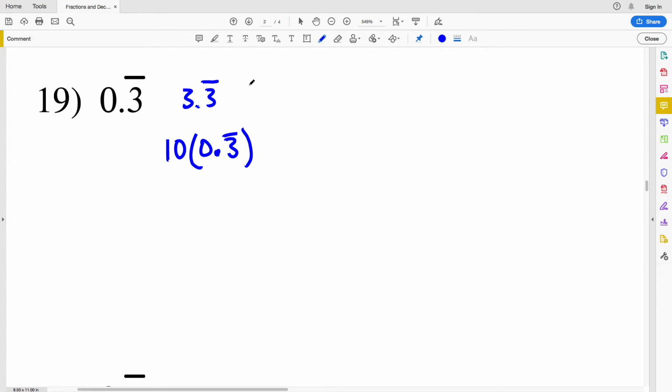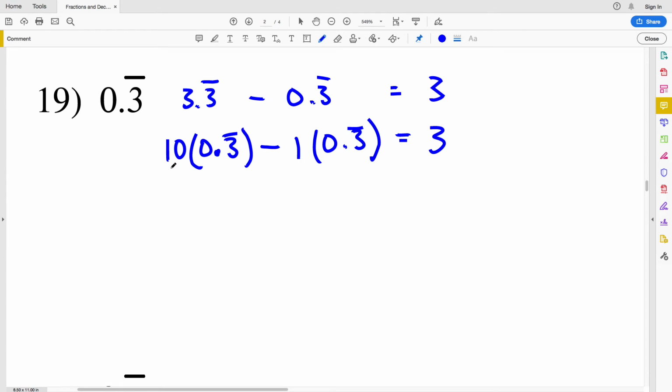And in order to get this into a whole number, we need to subtract 1 of our given decimal. So subtracting 0.3 repeating. 3.3 repeating minus 0.3 repeating is that whole number 3. So 10 of our number minus 1 of our given number will give us 9 of our given number. So 9 times 0.3 repeating equals 3.